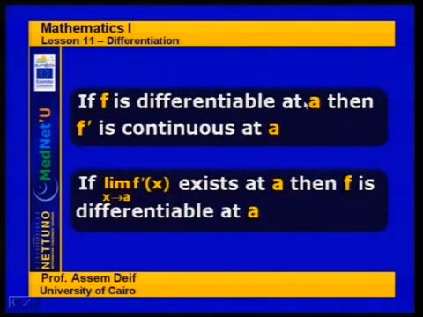If f is differentiable at a, is f prime continuous at a? No. Like just the very previous example, f prime was not continuous at a, and yet f is differentiable at a. Finally, if the limit of f prime at a exists, is f differentiable at a? No. This is like the example before the previous one, in which the limit of f prime exists at a, yet f is not differentiable at a.